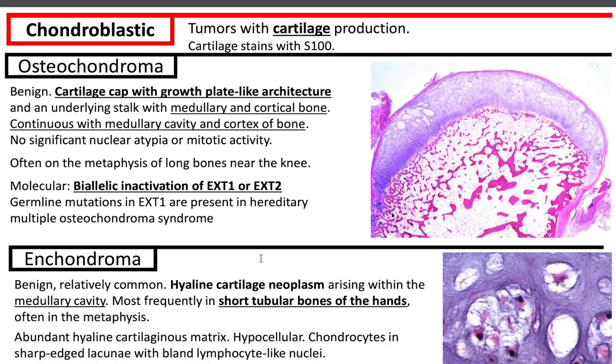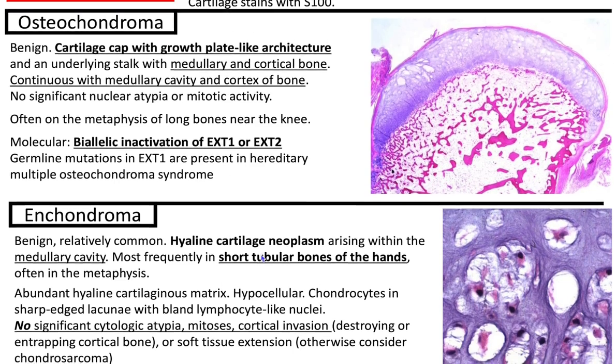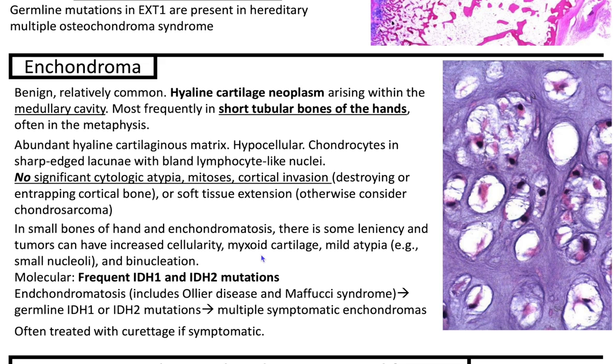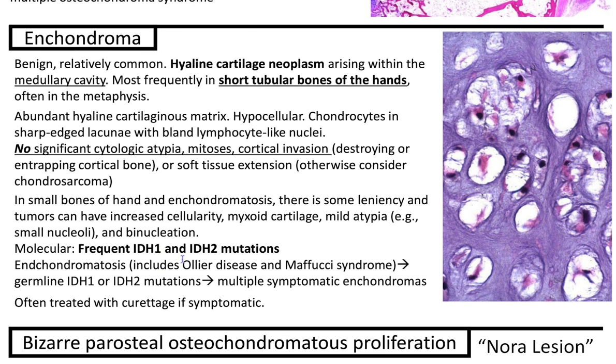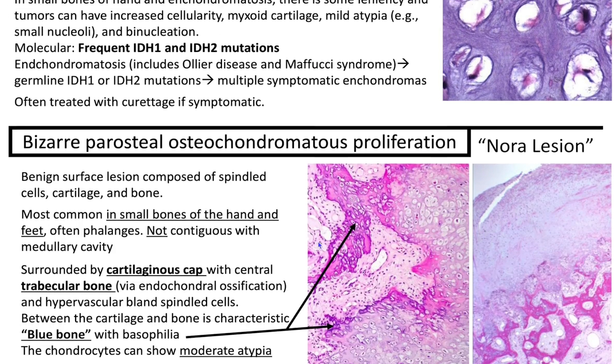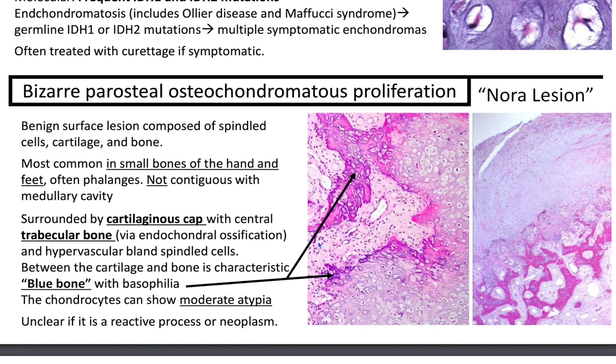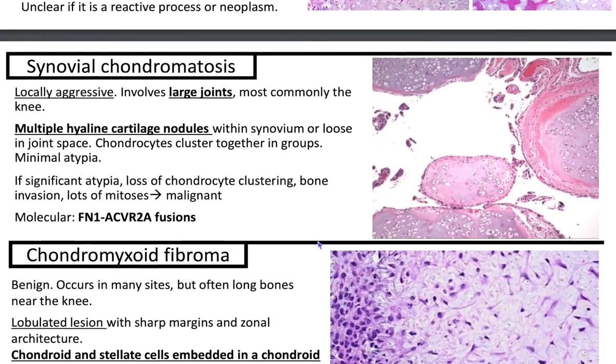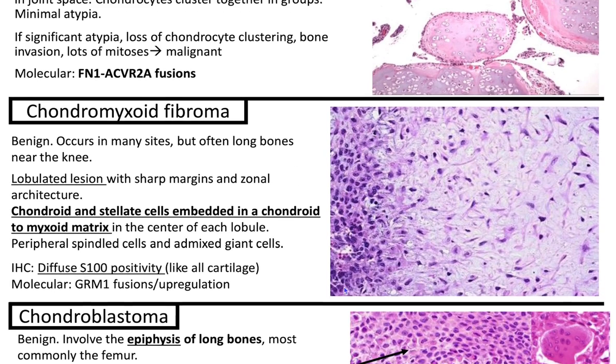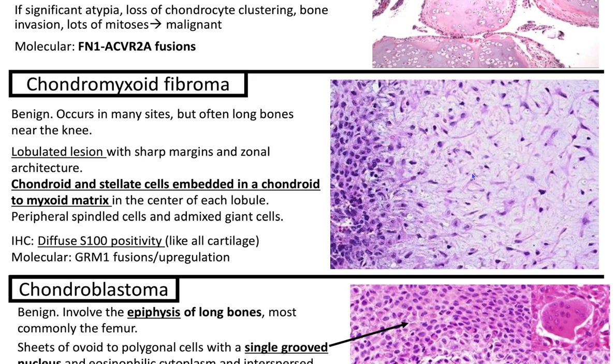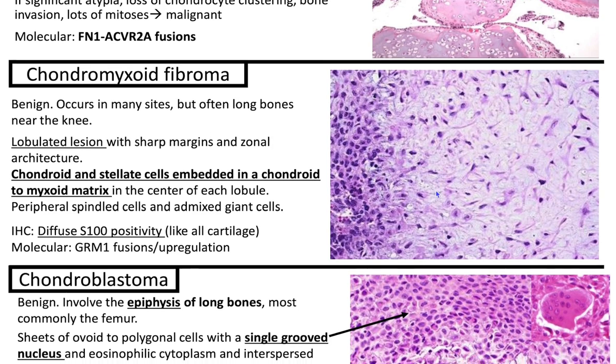Chondroblastic tumors include your benign osteochondroma, your enchondroma, which is a hyaline cartilage neoplasm in the short tubular bones of the hands. You can have frequent IDH1 and IDH2 mutations, and if you have multiple, think about Ollier and Maffucci. You can have your Nora lesion or your bizarre osteochondromatous proliferation, also in the small bones of the hands and feet. Synovial chondromatosis, you see multiple hyaline cartilage nodules. Chondromyxoid fibroma, look for those chondroid and stellate cells embedded in a chondroid to myxoid matrix. Oftentimes in the long bones near the knee.